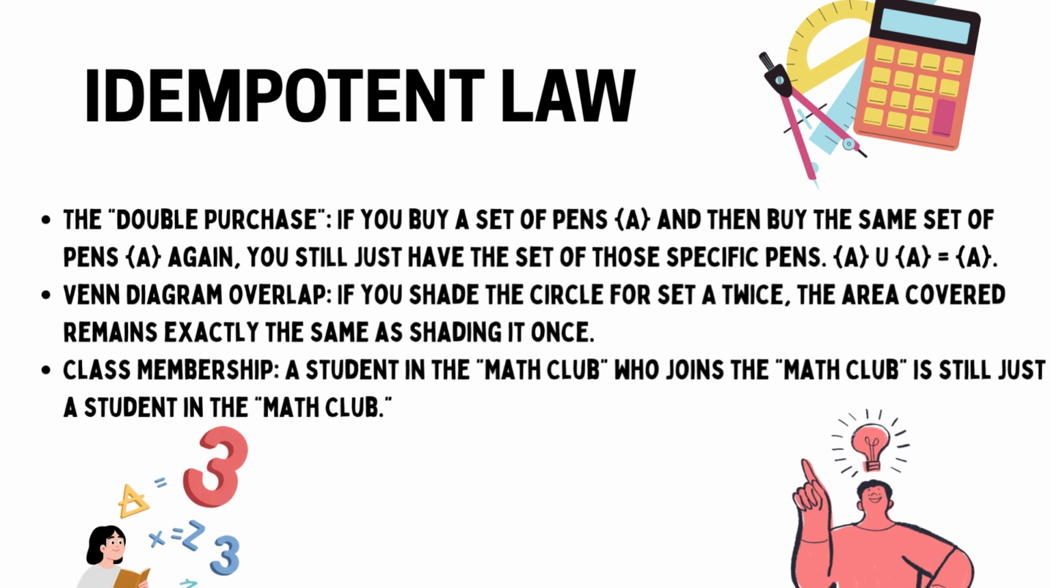Venn diagram overlap. If you shade the circle for set A twice, the area covered remains exactly the same as shading it once. Class membership. A student in the math club who joins the math club is still just a student in the math club.